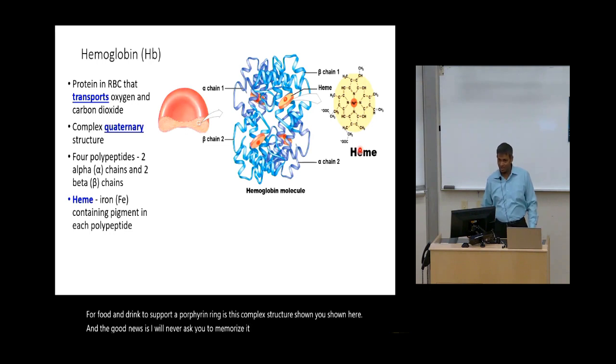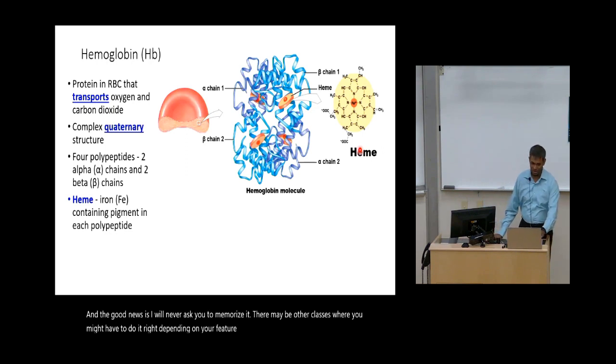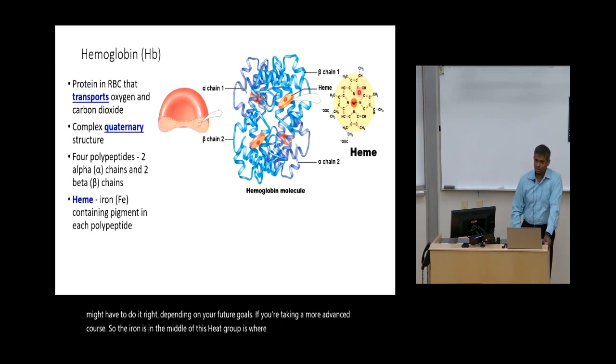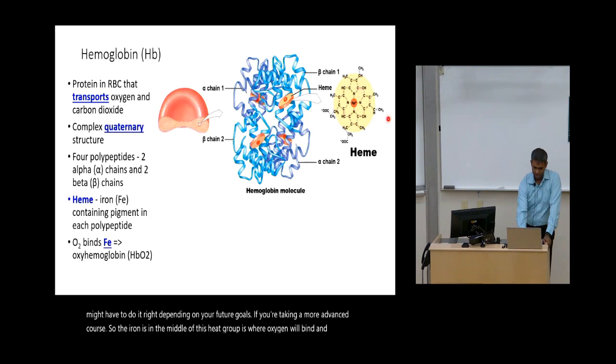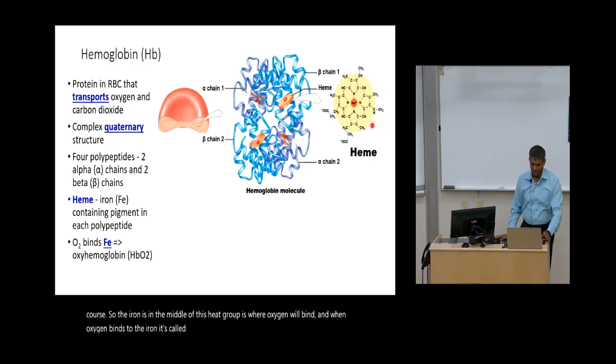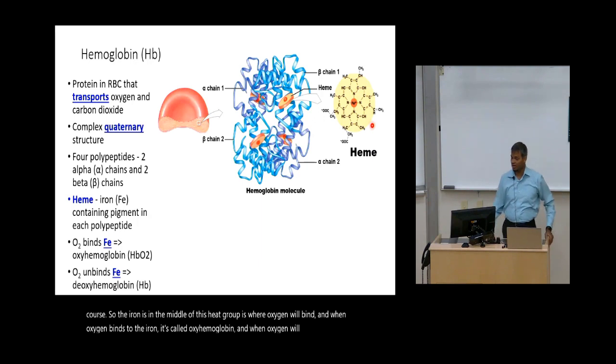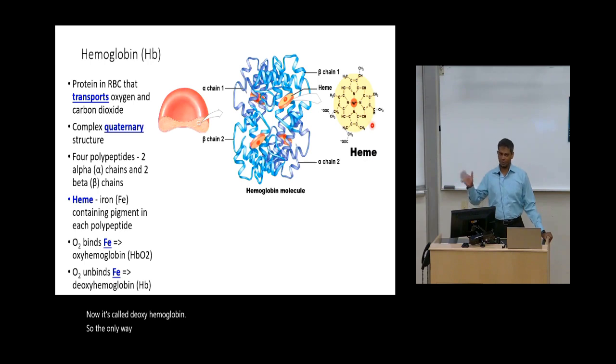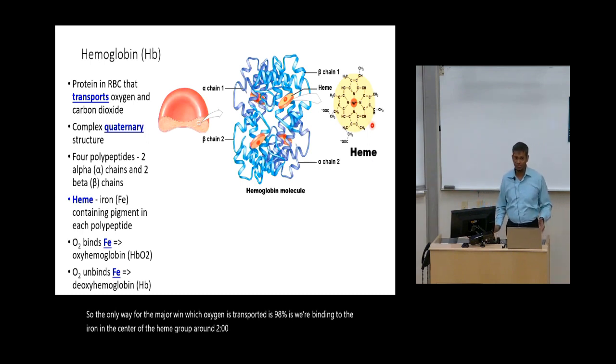There may be other classes where you might have to do it, depending on your future goals if you're taking a more advanced course. So the iron is in the middle of this heme group, and it is where oxygen will bind, and when oxygen binds to this iron, it's called oxyhemoglobin, and when oxygen unbinds from the iron, it's called deoxyhemoglobin. The major way in which oxygen is transported, 98%, is by binding to the iron in the center of the heme group. Around 2% will dissolve directly in the blood plasma.